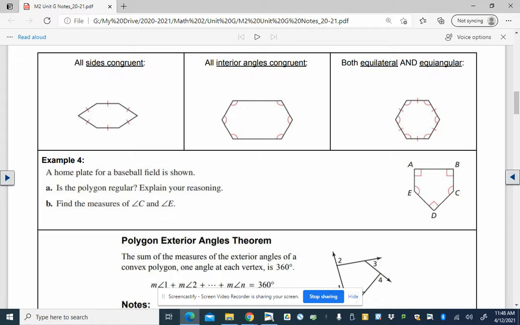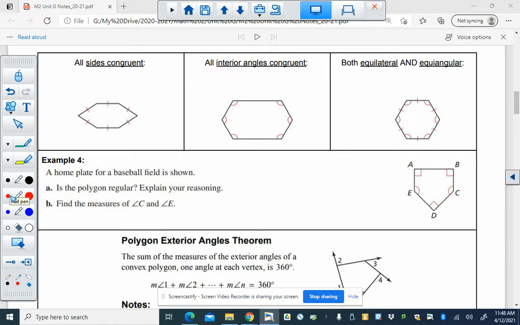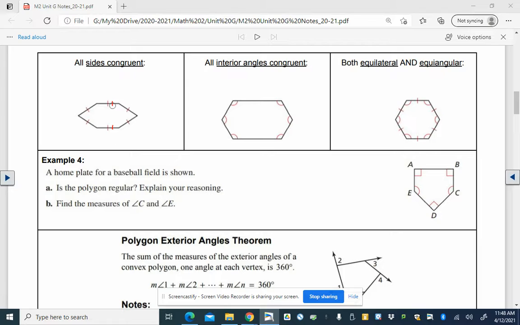Okay, so that's going to be noted when they draw the picture by drawing these single dashes. Remember, if there's a double dash and single dashes, that means those are two different lengths. So if all of them have the same single dash through them, that means all the sides are congruent. They're all the same length. We call that an equilateral polygon.